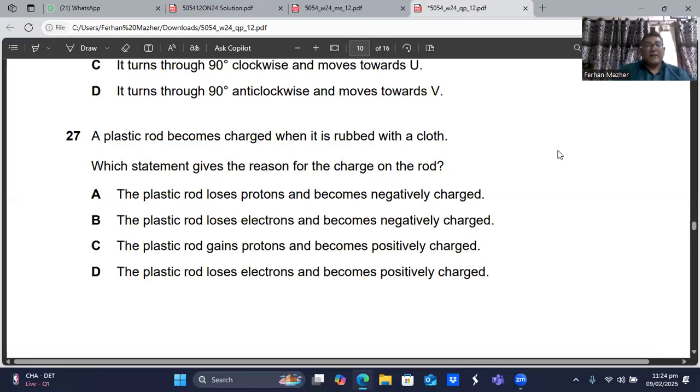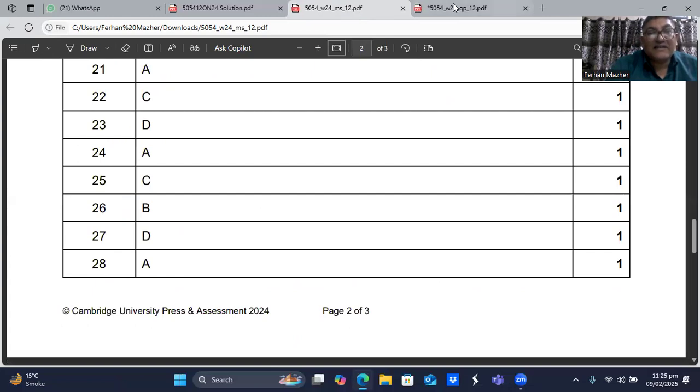The plastic rod loses protons. No, the transfer of electrons takes place, not protons. The plastic rod loses electrons and becomes negatively charged. The party who loses electrons should become positive, not negative. The plastic rod gains protons and becomes positively charged. Protons are not given or received. The plastic rod loses electrons and becomes positively charged. That is true. The party who loses electrons becomes positive. So D, question number 27. D is the answer, sir. That answer is right.